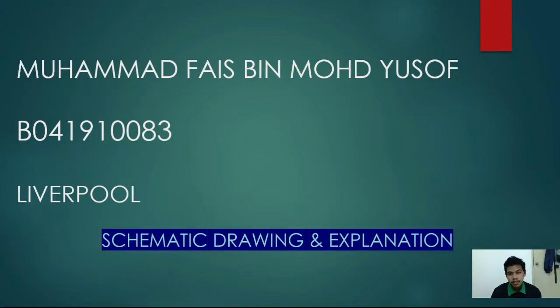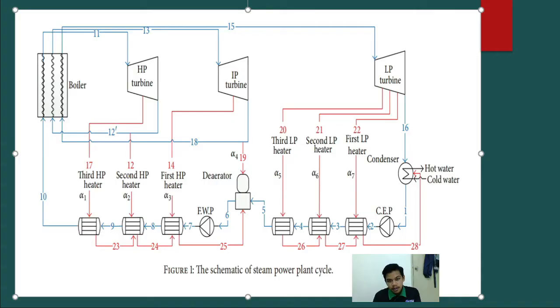Assalamualaikum. My name is Muhammad FAIS bin Muhammad YUSOF. My matric number is B0419100083. I'm from Group Liverpool, and I will explain about the schematic drawing. So we can see Figure 1 shows the schematic of the steam power plant cycle.